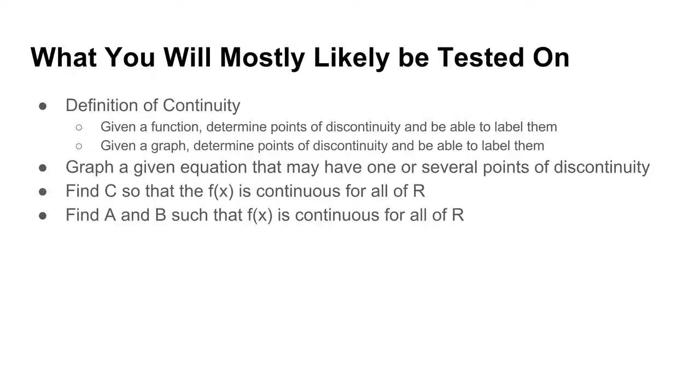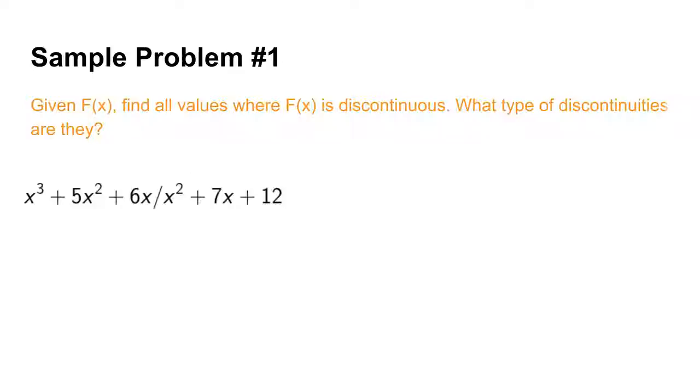Find c so that f of x is continuous, or even harder, find a and b such that f of x is continuous for all of R. And we will be going over those two in a second. So first, sample problem number 1.